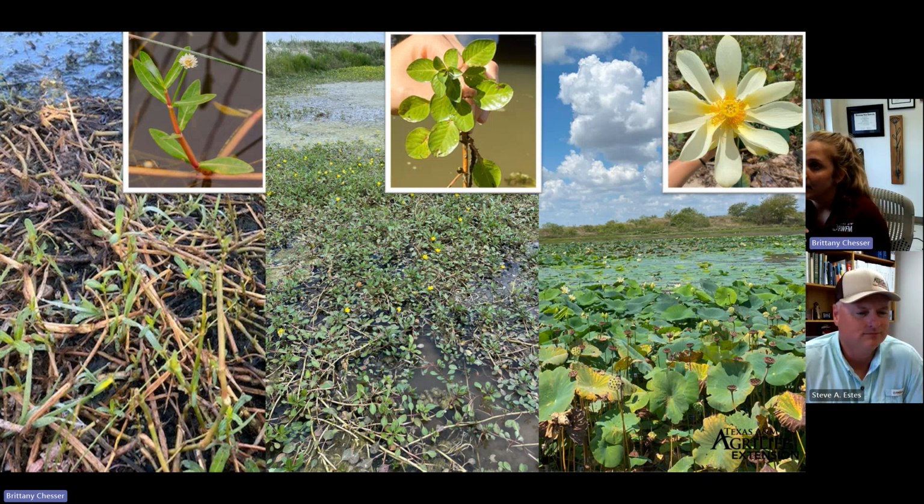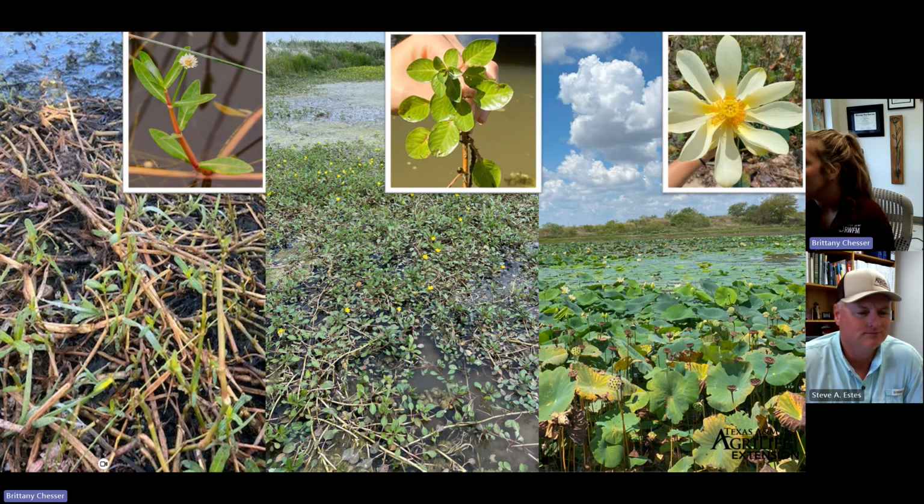We have about 12 really common species here in Texas. And as you can see, they also create these really annoying mats that start floating out onto your water surface. It can create a lot of issues depending on what you're using your pond for.